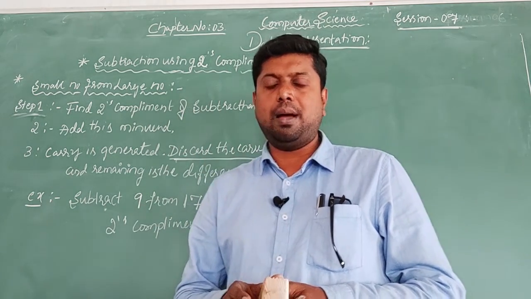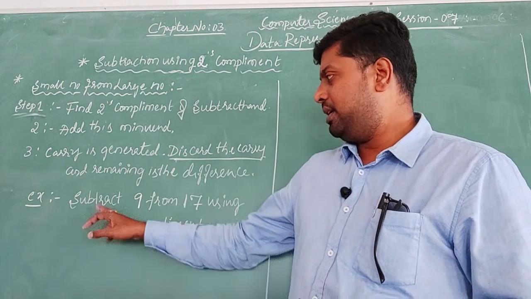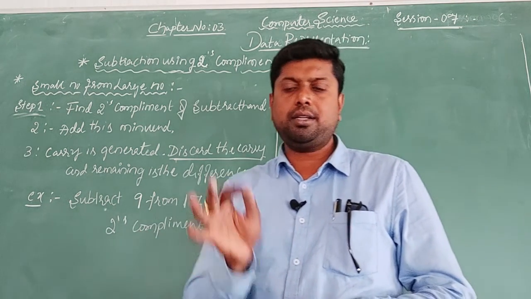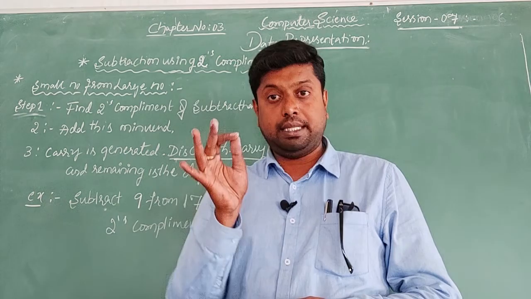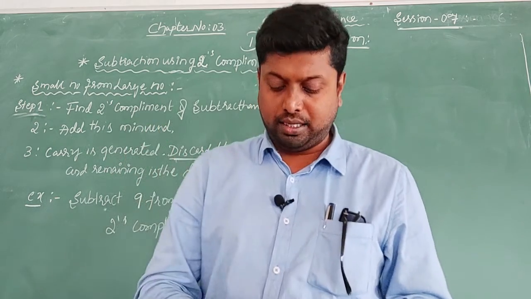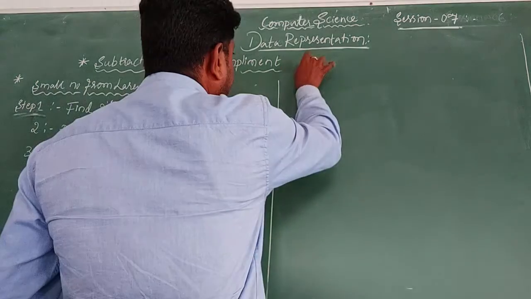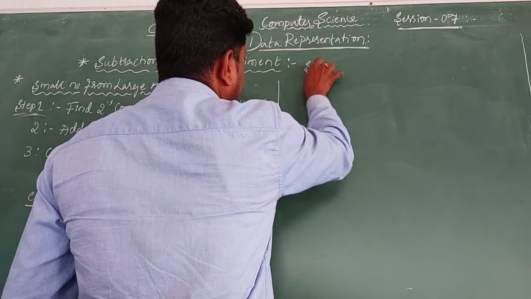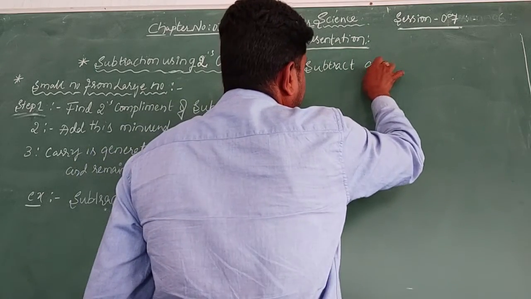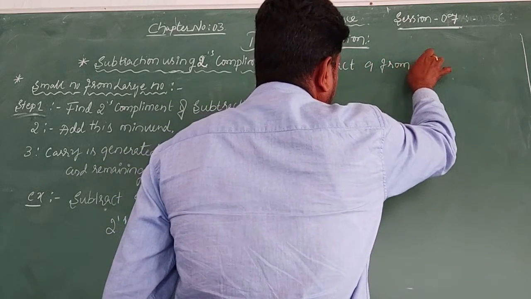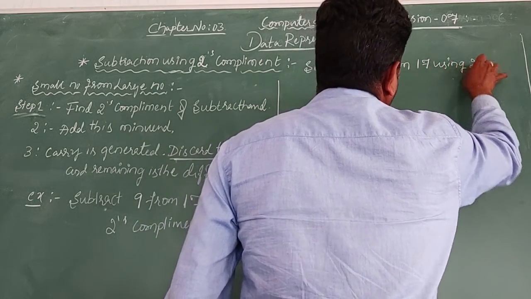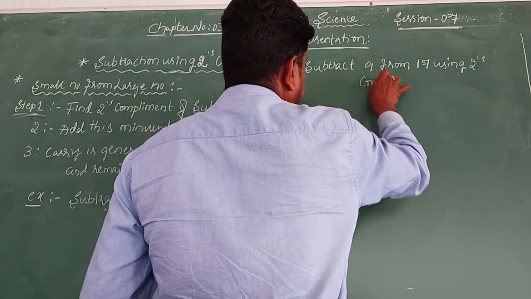So this is one example. We will show one problem also based on that. Subtract 9 from 17 using 2's complement. Subtract 9 from 17 should be the problem. Smaller number from larger number. We will consider that one problem: subtract 9 from 17 using 2's complement is the problem.